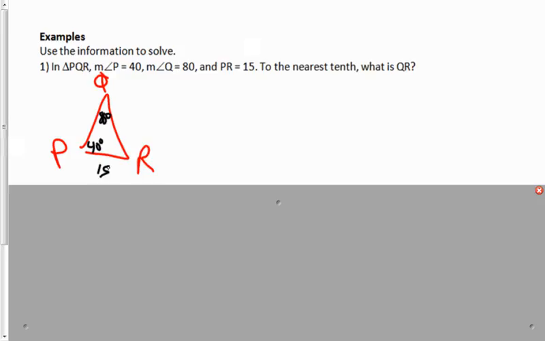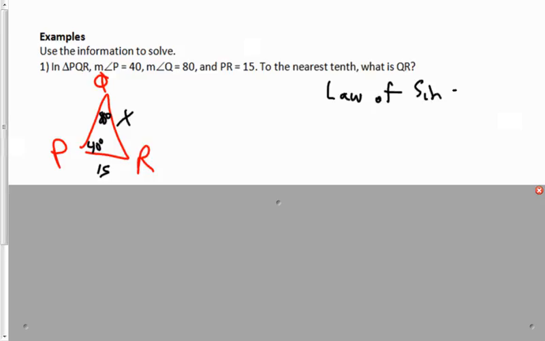So obviously we have angle, side. That's one of the things we can use the law of sines for: to find the other missing pieces. Obviously we can figure out what angle R is because all of them have to add up to 180. But we're just trying to find QR right now, so this would be our missing piece. And remember, we cannot use just regular sine, cosine, or tangent because this isn't necessarily a right triangle. So we have to use the law of sines.